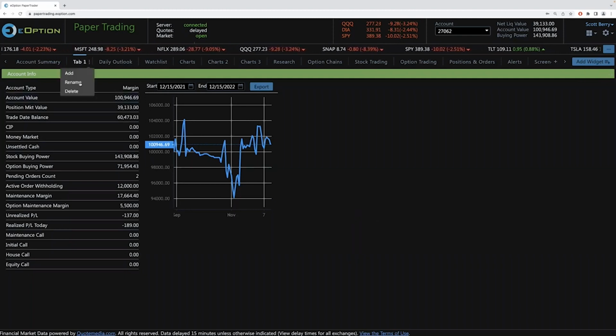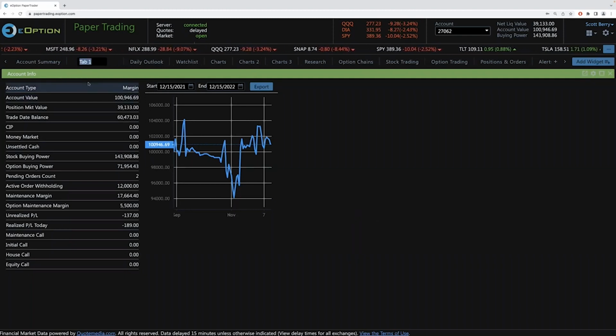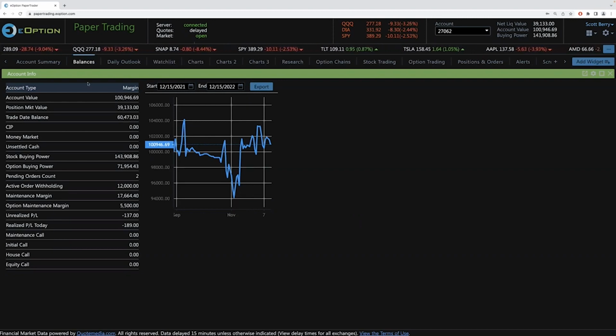It's sort of like your account value over time. Once it's in there, you could rename this. A lot of times I tell people they can name it account info, or they can name it balances. And then you would lock your platform down and you would have it all on one page. So now that I have it separated onto one page, I'm going to go over each item.